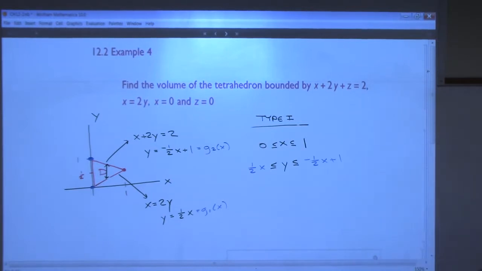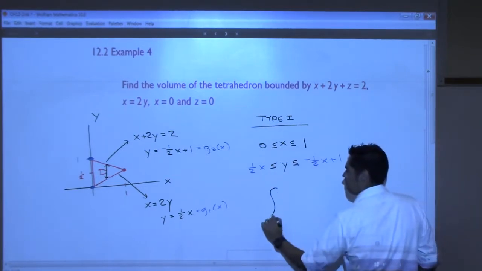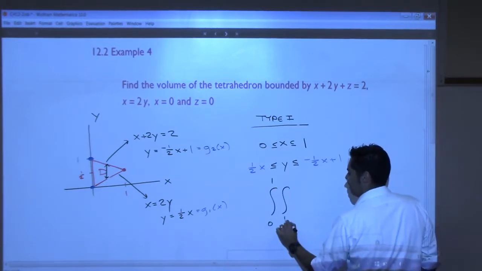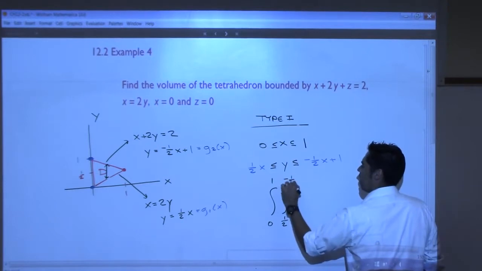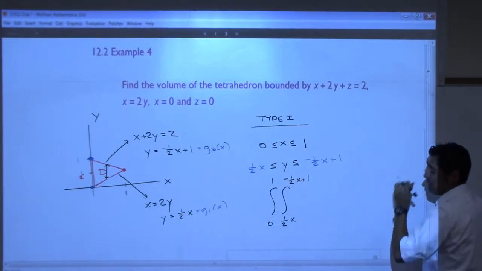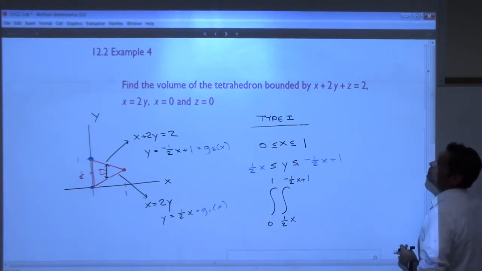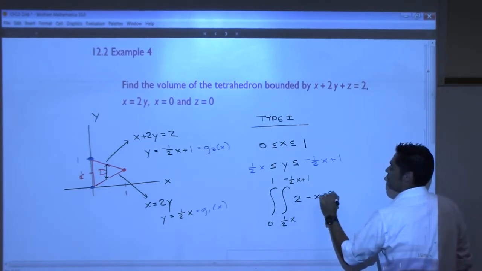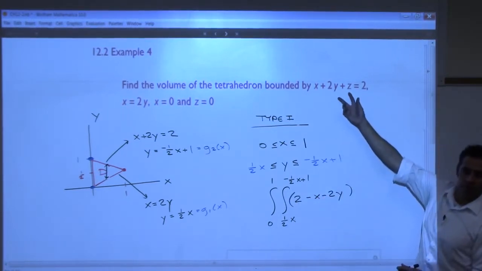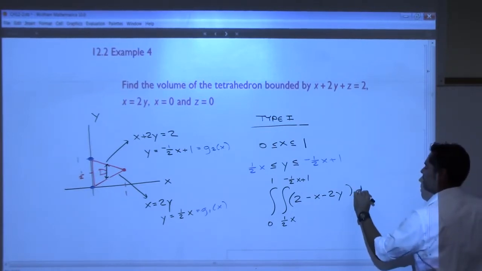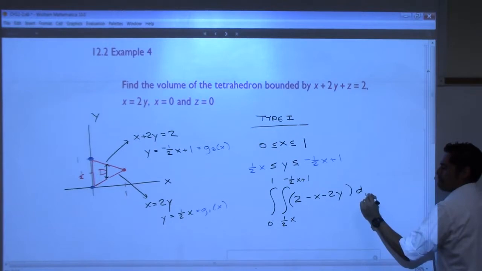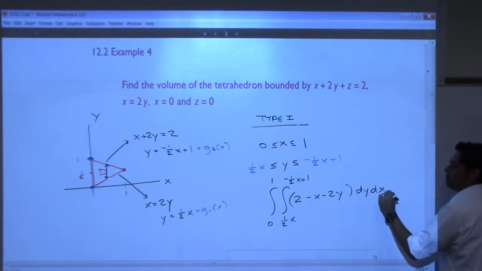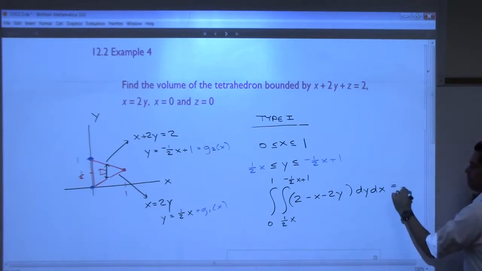See, you can tell these kind of get a little messy with just the visualization of things. So double integral, 0 to 1, 1/2 x to -1/2 x plus 1. What are we integrating? z equals 2, so 2 minus x minus 2y. That was that surface right there. And then dy dx. There we go.